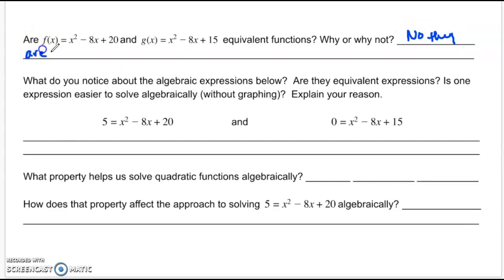They are not equivalent because their tables, their input-output tables, are not the same. Their outputs and inputs are not the same.